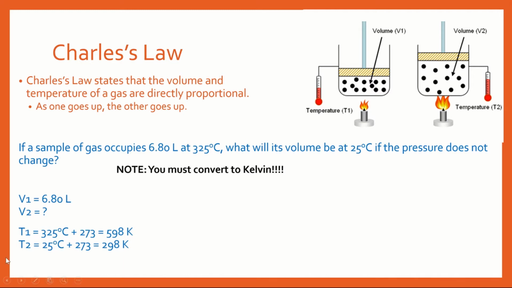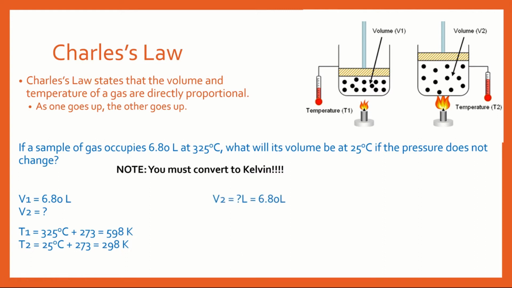So our initial volume was 6.8 liters. They're asking for a second volume. What would its volume be? Our initial temperature was 325 degrees Celsius. That's quite warm. The temperature changes to 25 degrees Celsius. Again, for both of these values, we have to convert it to Kelvin first. So there's that conversion, the 273.